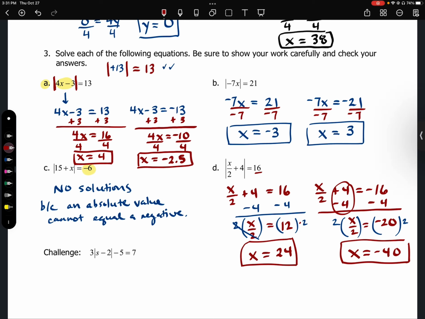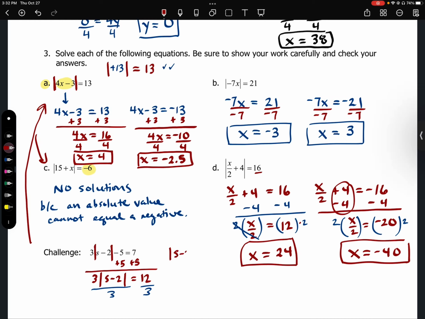So for the challenge, we have 3 times the quantity of s minus 2, and that's in absolute value brackets, minus 5 equals 7. So our goal here is we need to make this equation look like all of these equations up here. We need the absolute value to be by itself. So in order to do that, we need to get rid of the stuff that's on the outside. We'll get rid of our minus 5 first. We're going to add 5 to each side. So now we've got 3 times the absolute value of s minus 2 is going to equal 12. Next step into isolating those absolute values is we're going to divide each side by 3. So we have the absolute value of s minus 2 is going to equal right now 4.